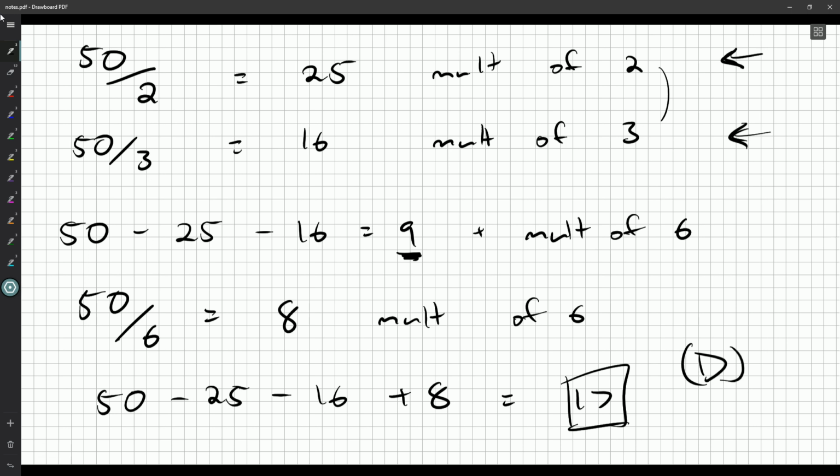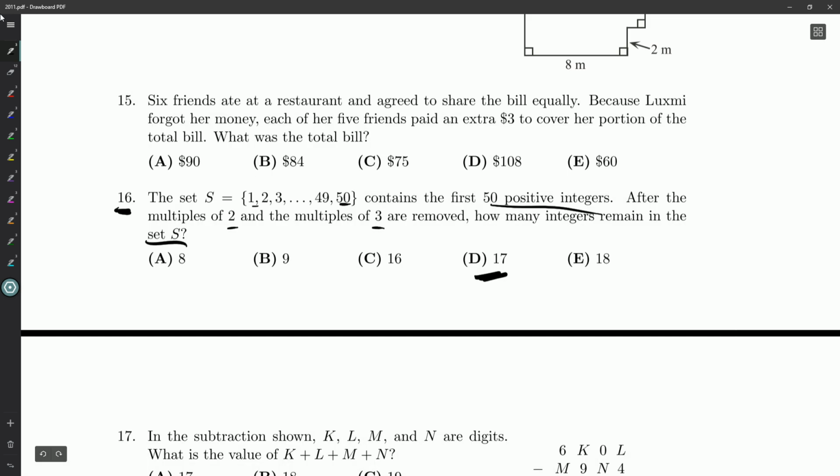If you want to practice this, try it out for yourself. If you want to, leave a comment down below. Tell me how many numbers you'd have left if you started with the set from 1 to 500 and removed the multiples of 2 and multiples of 3. How many numbers would be left there? Okay? So that's your mini homework.